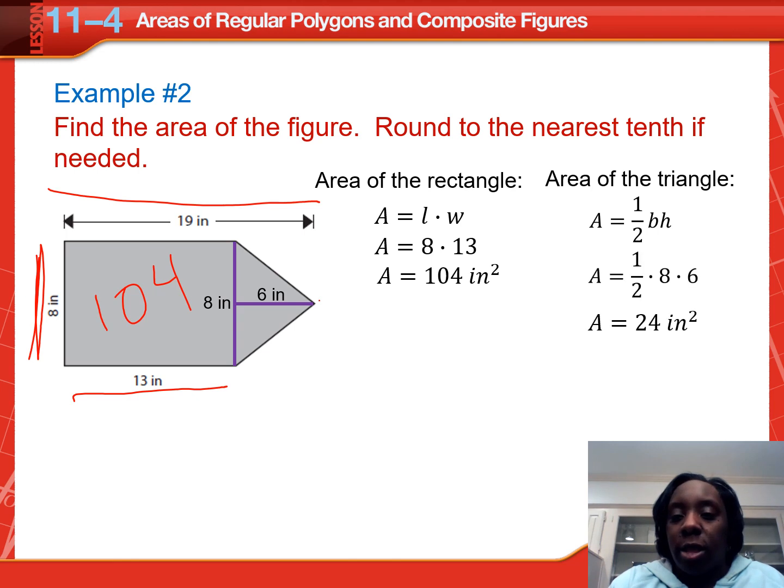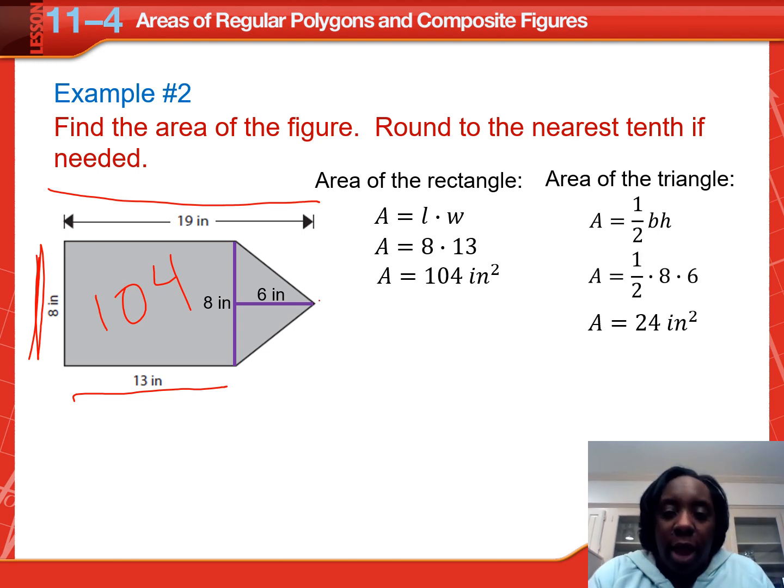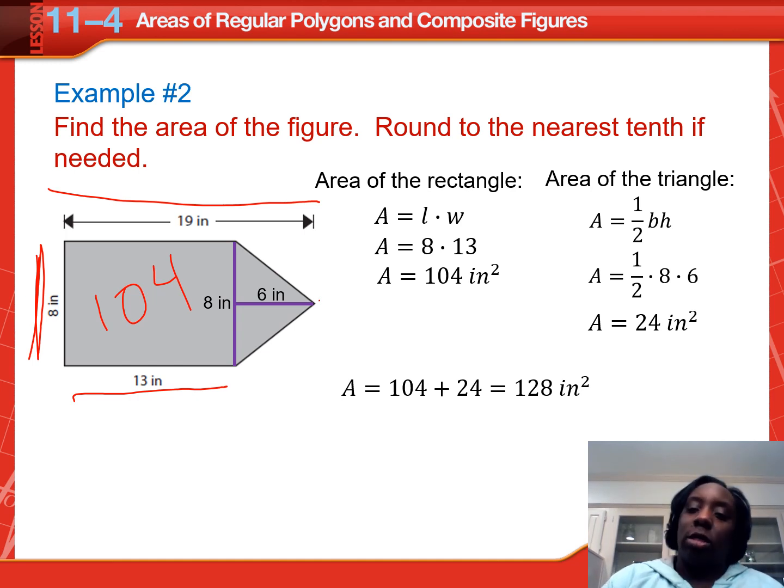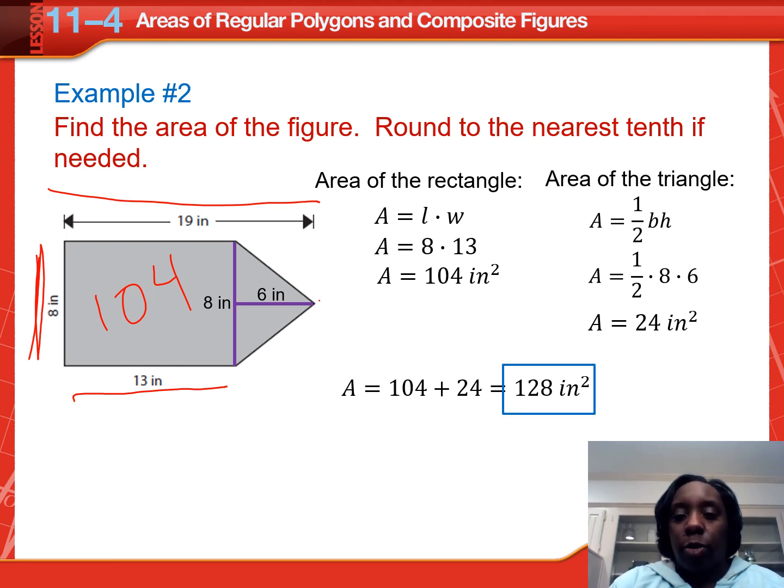And so then I'm going to substitute, and I get 1/2 times 8 times 6, and I get A equals 24 inches squared. So again, let's add these two together, and I get 128 inches to the second power. So we have that. So now let's go to example 3.